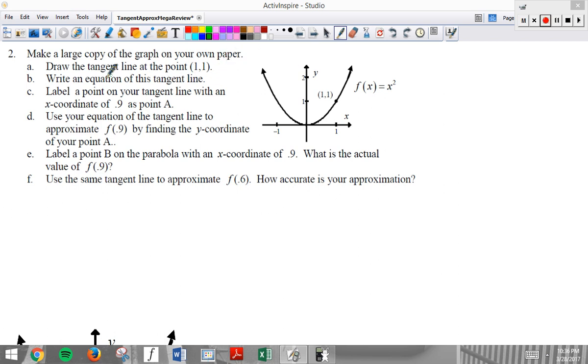Draw the tangent line. Write an equation of this tangent line. Label a point. Go ahead and do all of that. Give yourself 5 minutes, or however long it takes. Really try it. Really write it out on a separate sheet of paper. Don't just think about it. Do it. On paper, with pencil. 3, 2, 1. Here's my giant graph.